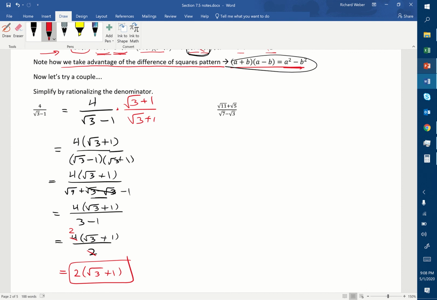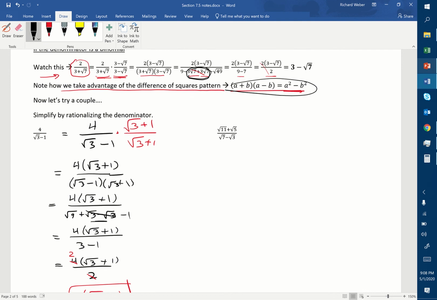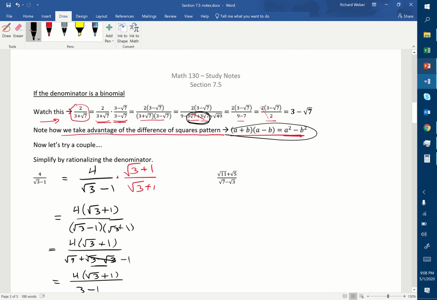Try the next one, but it's a mess. But try it anyway, okay? You can pause the video and see how that goes for you, okay? So I've got radical 11 plus radical 5. The numerator is a mess, okay? And then we have radical 7. I took this from the book, I think, minus radical 3.